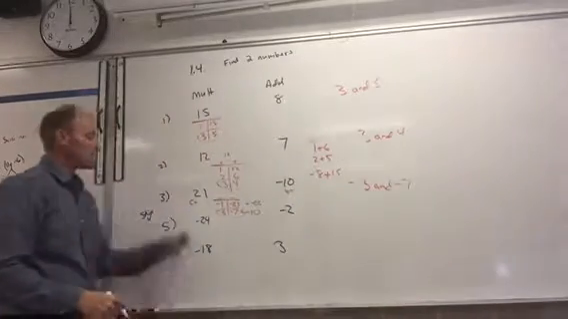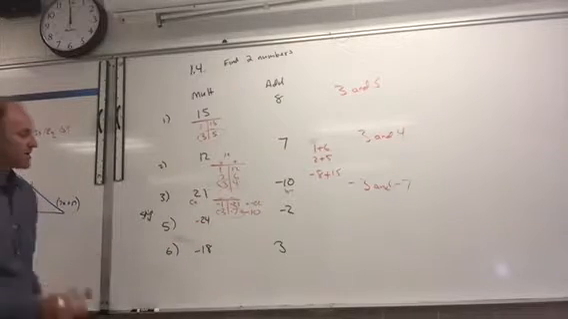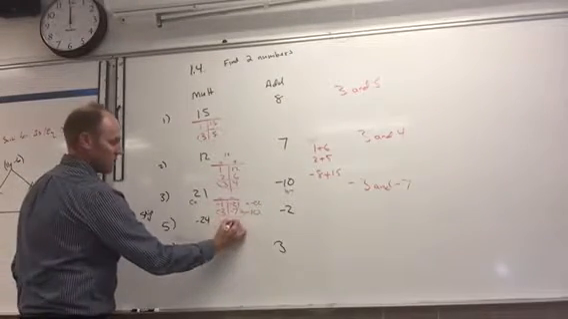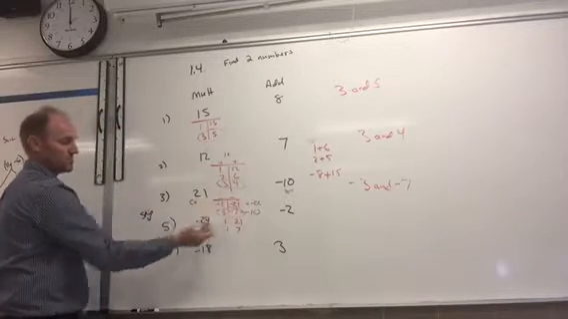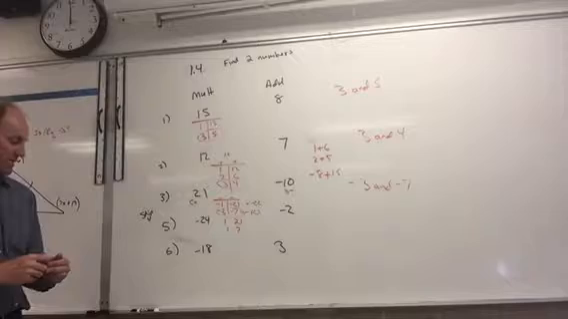Now, if you didn't know the template from before, you'd have to list all 4 ways of multiplying to get positive 21. Both positive, both negative. So that's the point of that last lesson.